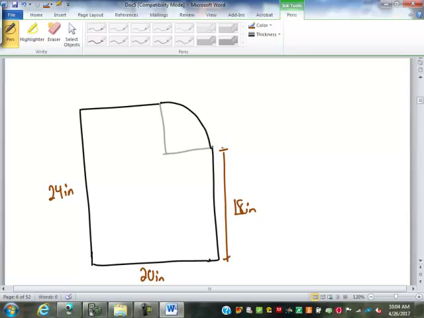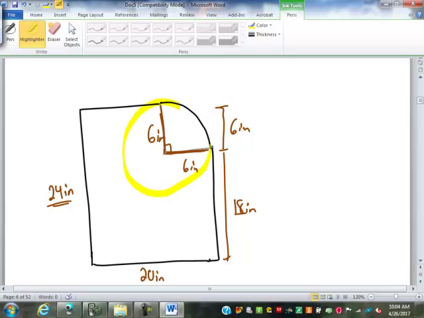Now, if that's 18, what does this distance have to be? 6. Has to add up to 24. So that means this distance here is 6. What's this distance have to be? Has to be 6. It's a radius. If this is a piece of a circle here, radius has to be the same no matter what direction. So if I know the vertical, the horizontal has to be the same because they're both radii of that circle. So then, of course, that tells me that up here, this is 14. The 20 minus the 6.